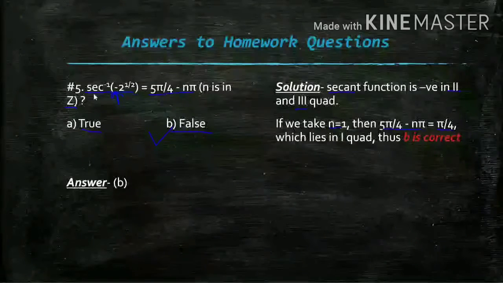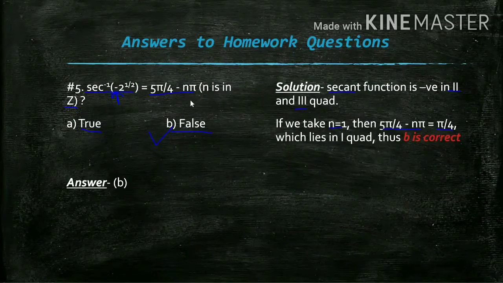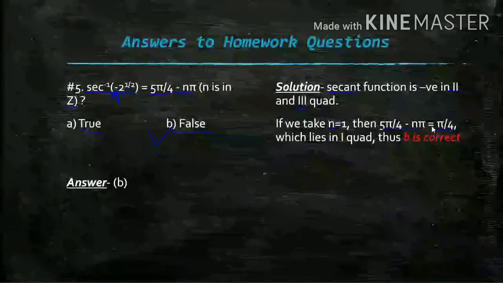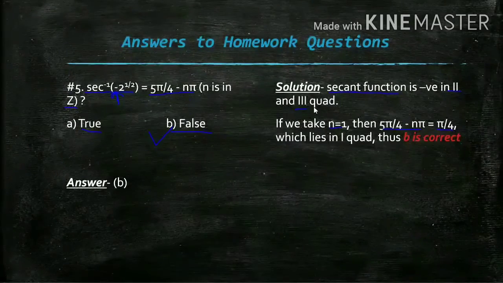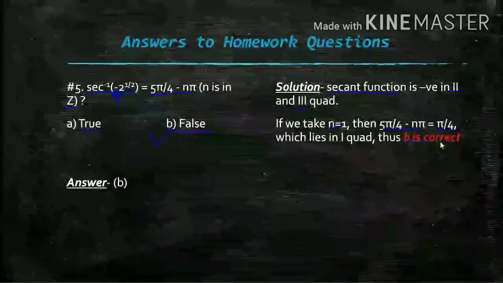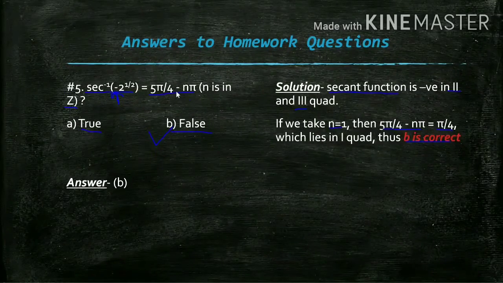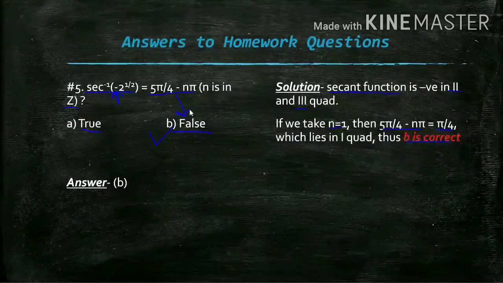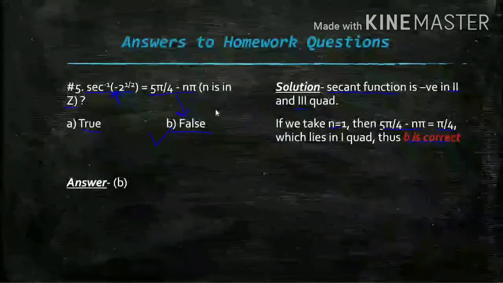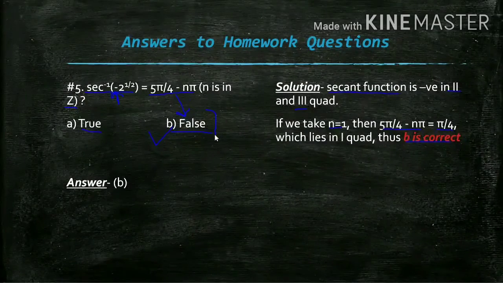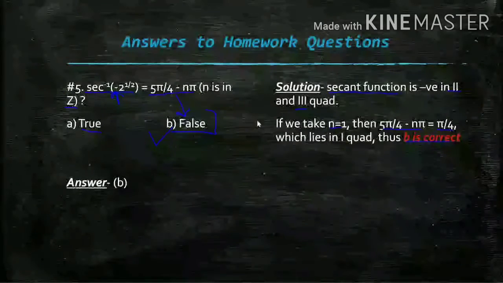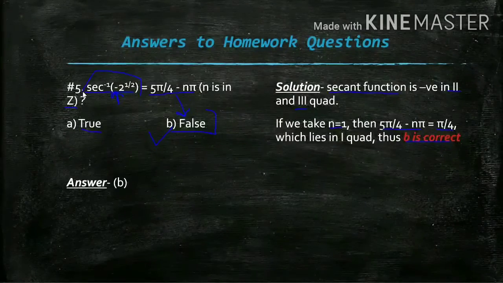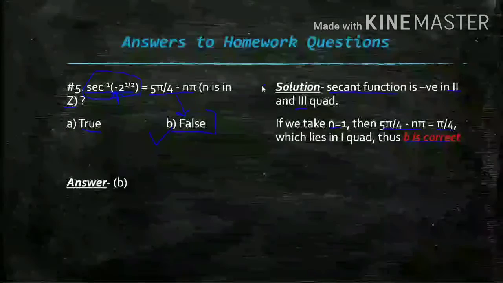So according to this statement, sec inverse of minus root 2 would be pi by 4, which lies in the first quadrant. But according to what we just said, its value must lie in the second or the third quadrant. So that means B is correct. This is a false statement, directly you can say. Now, in exams, these types of questions do not come as such. You have a theoretical type of question, so you need to explain this. If they ask you to find this value, then you need to explain this thing.